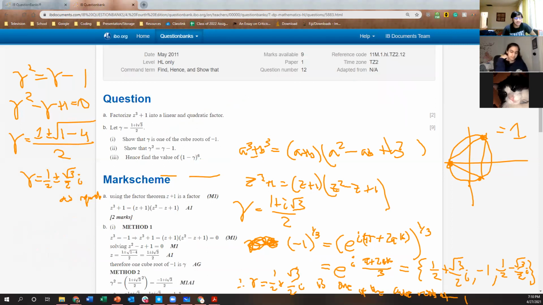So if it asks you to find 1 minus gamma to the 6th power, guess what? In the previous problem, we showed that gamma squared equals gamma minus 1. So 1 minus gamma is going to equal negative gamma squared. Does that make sense? So now I can just plug in negative gamma squared to the 6th power, and that's going to be what?